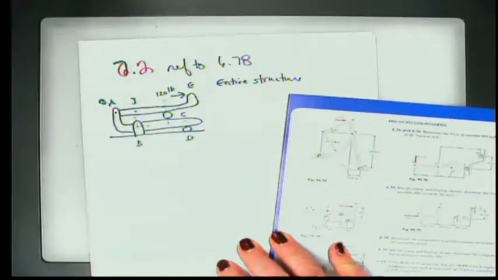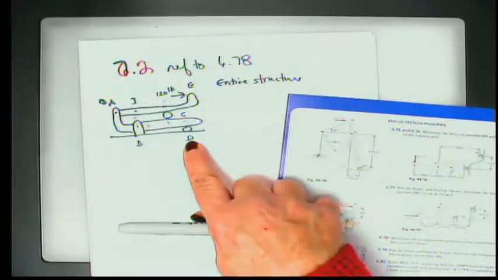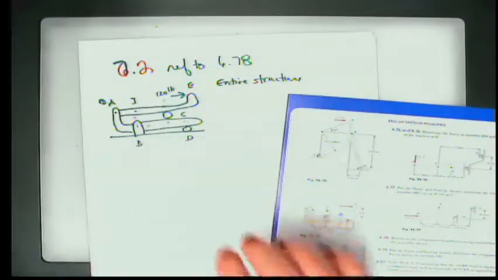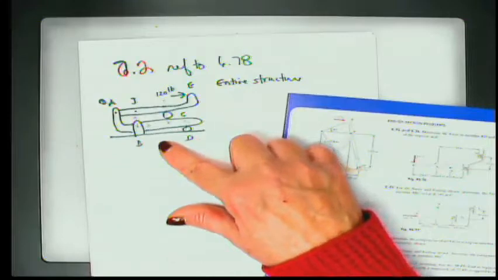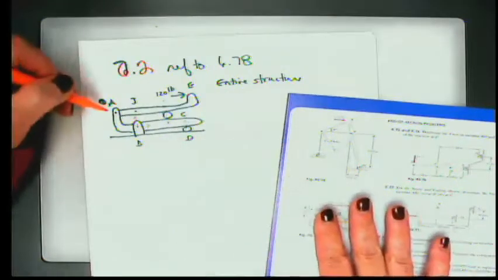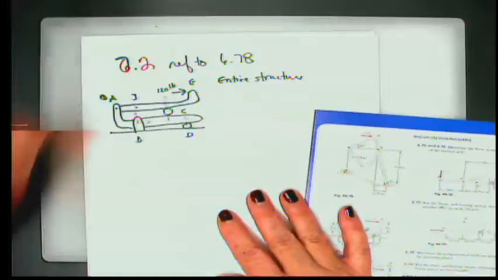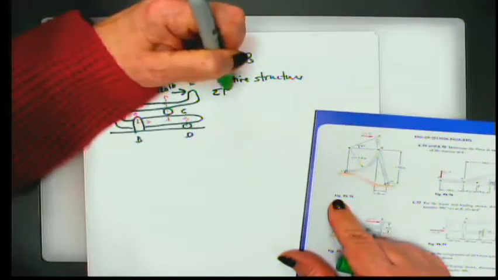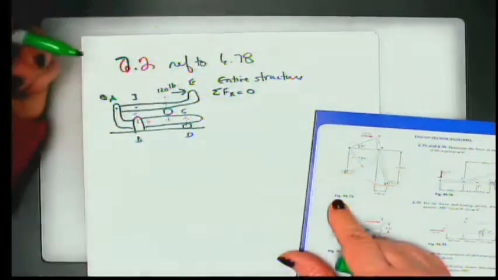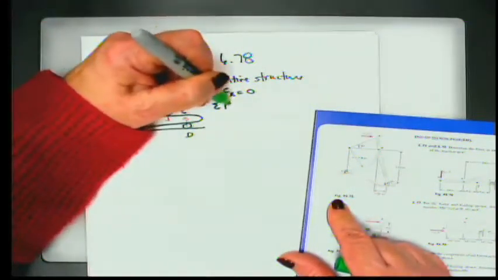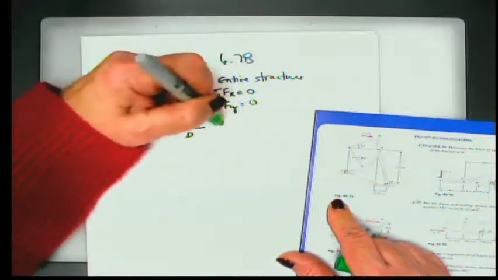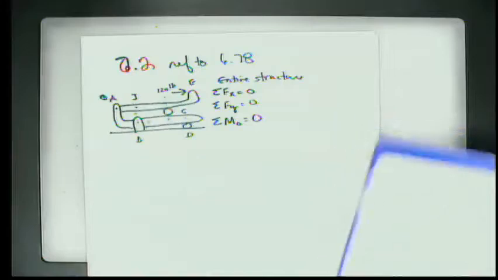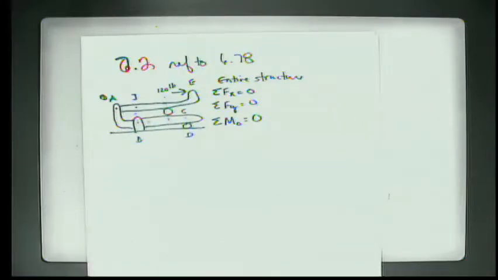And here at D, we're going to have a load pushing up. All right. So in terms of my analysis, I can say that the summation of forces in the X direction on the overall structure have to equal 0. The summation of forces in the Y direction also have to equal 0. And the summation of moments about any point on that object also have to equal 0.